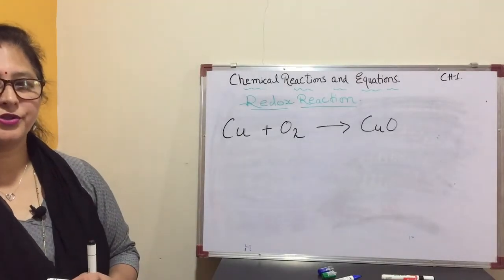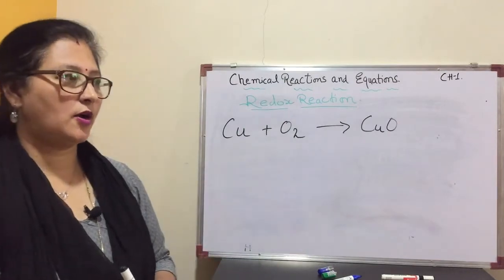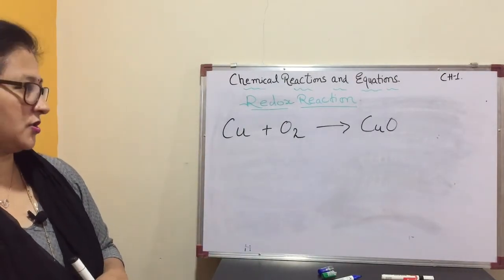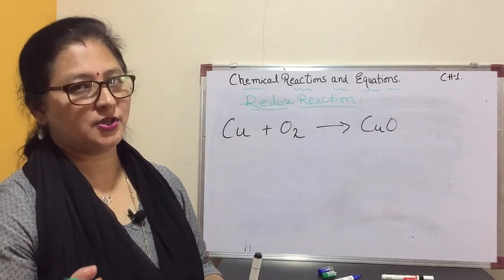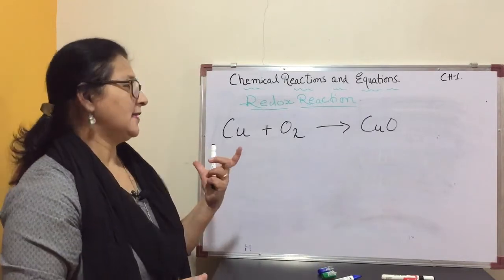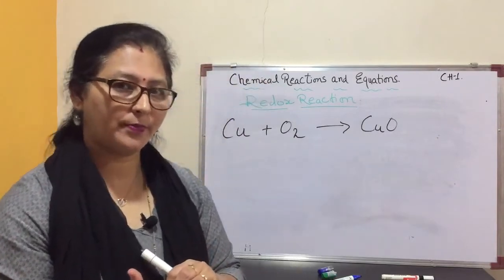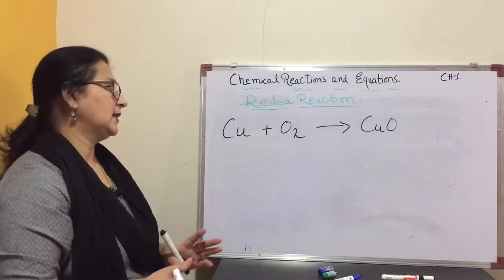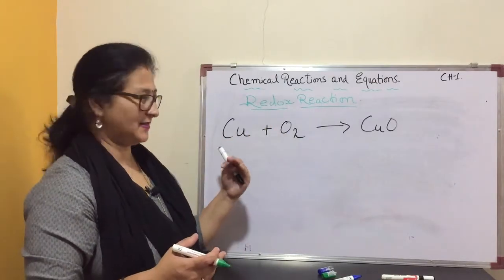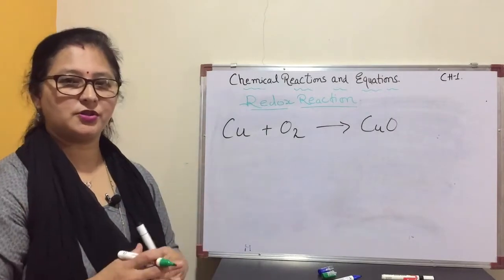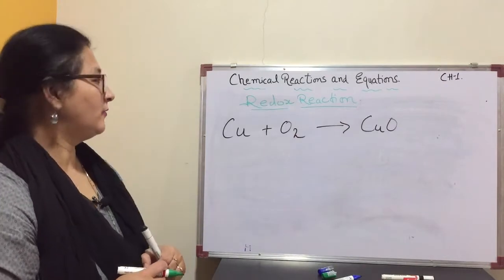So children, now we are going to do redox reaction. I discussed oxidation and reduction. On the basis of oxidation and reduction, the redox reaction is formed because it is a combination of reduction and oxidation reactions. In your book, you have to take a china dish, put copper crystals and heat it. When you heat copper, it reacts with the oxygen present in air, and copper oxide will be formed.